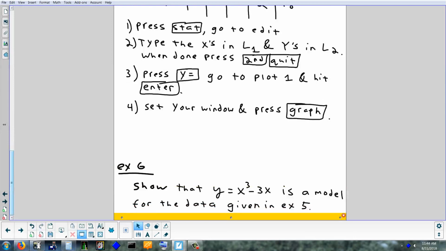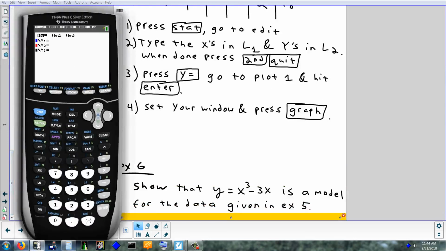This I'm not going to go through. I just want you to watch this. If I type in x cubed, minus 3x, watch what happens. That's exactly the equation that goes right through those points. Now, I gave it to you, but the calculator could have figured it out as well. There is a way to do it. I just wanted to show you that.